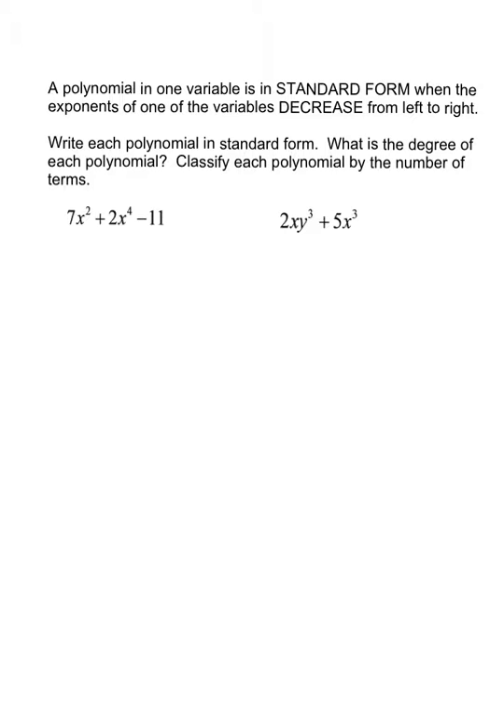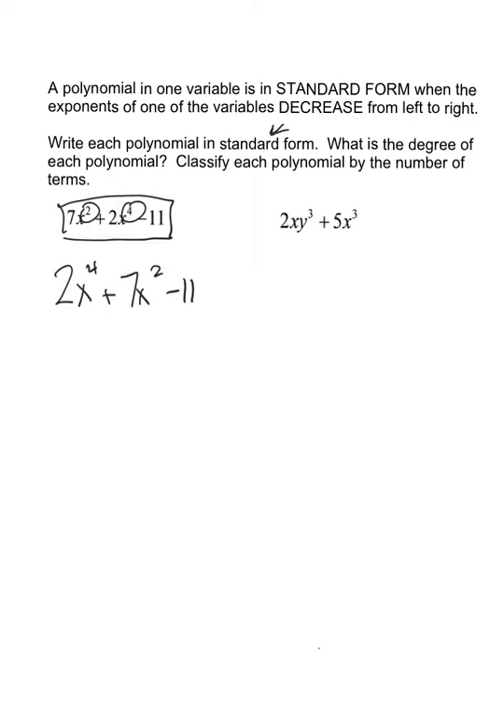All right. A polynomial in one variable. So that means it only has one variable. It's in standard form when the exponents of the variables decrease from left to right. If you need to write the polynomial in standard form, you do the highest exponent first. So if we're looking at this one, and we're looking at the exponents, a 2 and a 4, which one's going to come first? The 4. So 2x to the 4th power plus 7x squared minus 11.